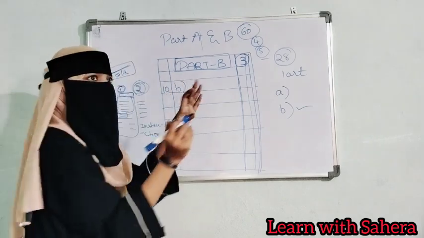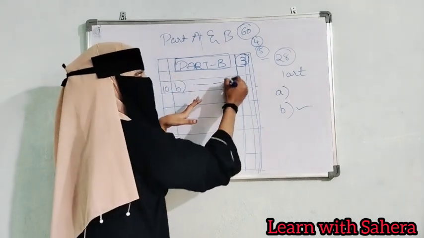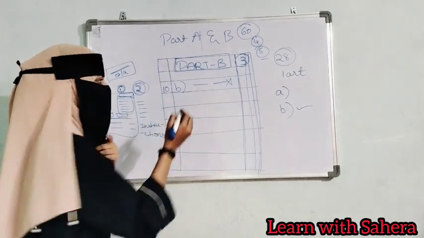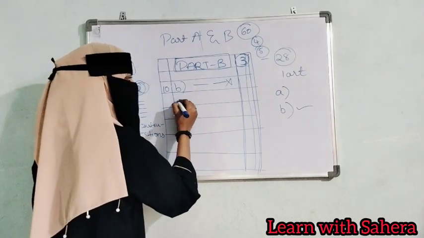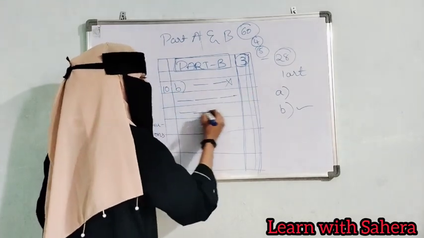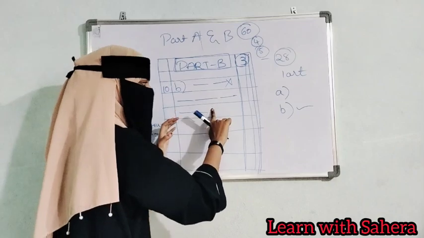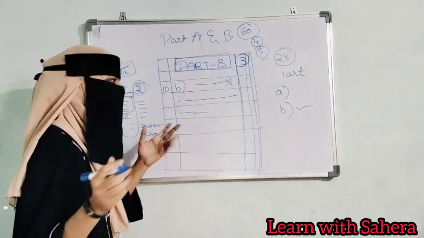After writing this, you should not start the answer from here. No, you should not start the answer from here. You start the answer from the very next line here, and give space, one finger gap, okay?